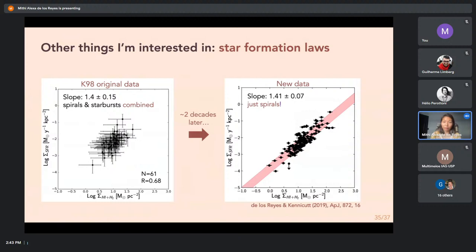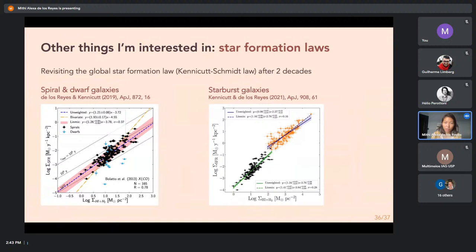We can also start looking at other types of galaxies. Not just spiral galaxies, but also dwarf galaxies, which are my personal favorite, as well as starburst galaxies, so really high density, high star formation rate density systems. And we see that neither starburst galaxies nor dwarf galaxies seem to follow the same star formation law as typical Milky Way-like spiral galaxies. That potentially tells us that there are things we don't understand yet about the primary physical processes driving star formation in these systems.